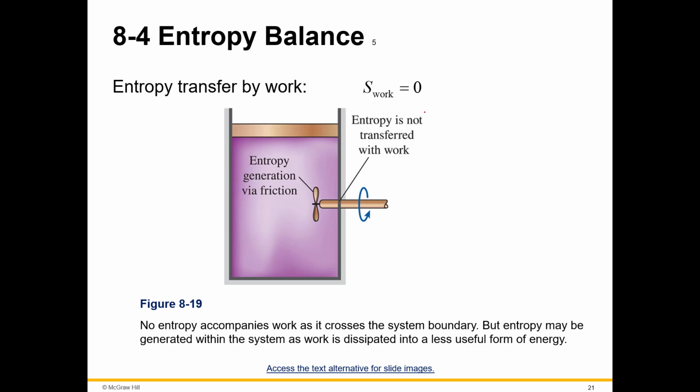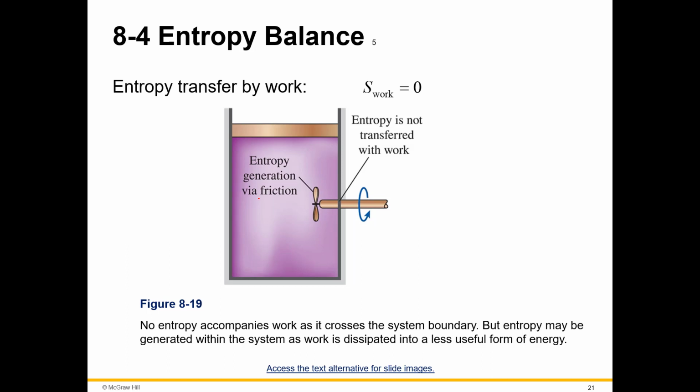Entropy transferred by work, because we transfer energy two ways, heat and work. No entropy accompanies work as it crosses the system boundary, but entropy may be generated within the system as work is dissipated into a less useful form of energy. So while it doesn't happen at the boundary, it does happen within it. And so therefore, we do denote that as zero. Entropy transfer by work is equal to zero. But it can happen on the inside because of entropy generation via friction.